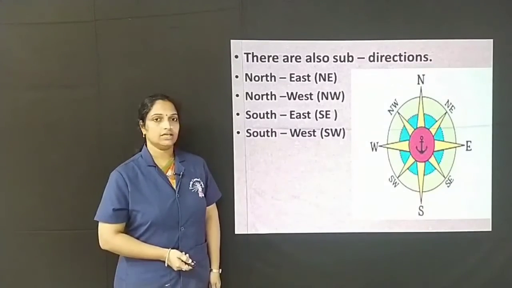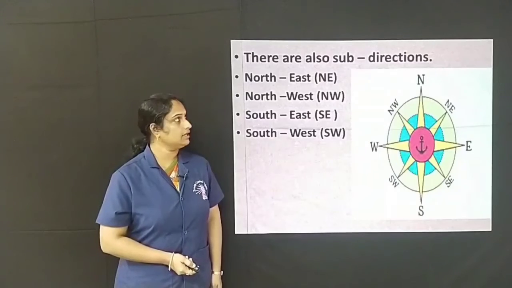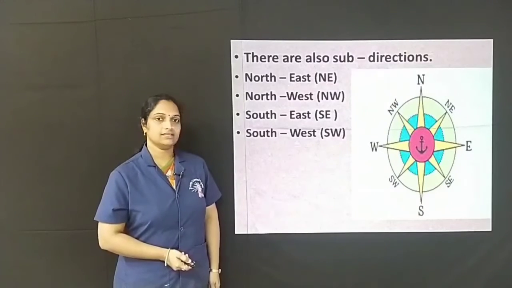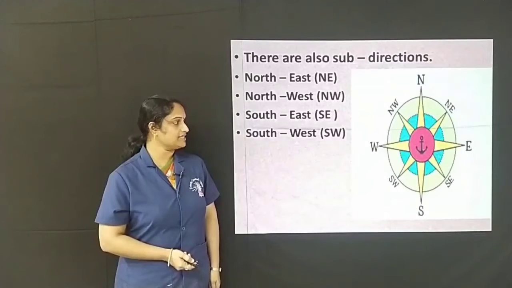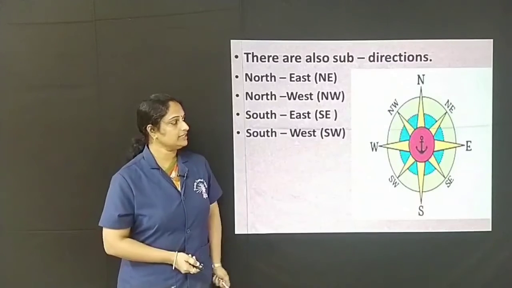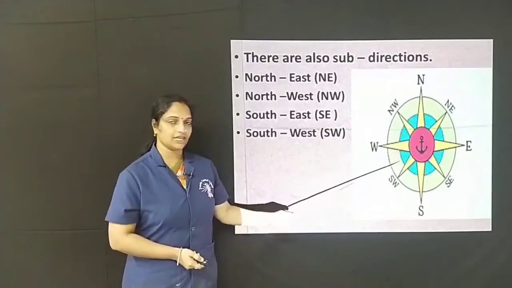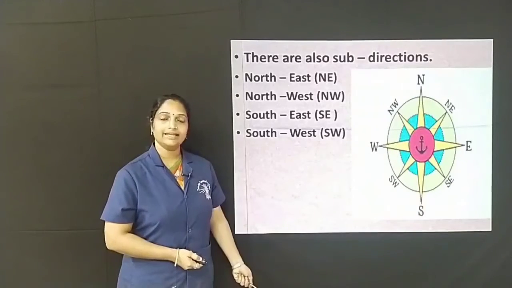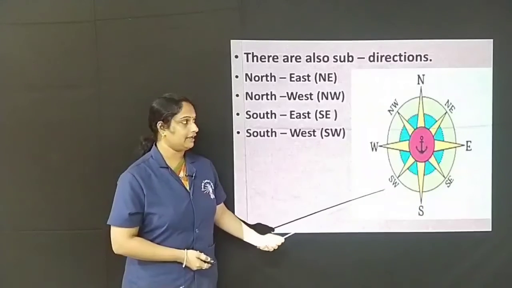The short form of northeast is NE, northwest NW, southeast SE, and southwest SW. So look at this picture. Here you can see sub-directions along with the main directions. Let us see where they lie.